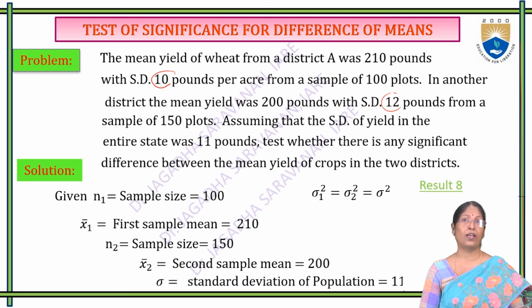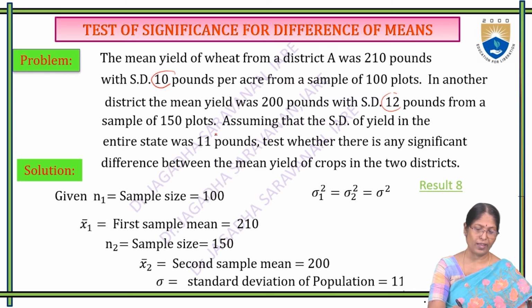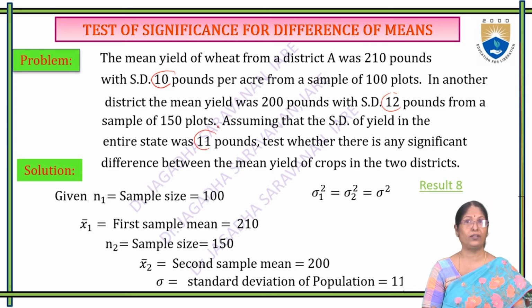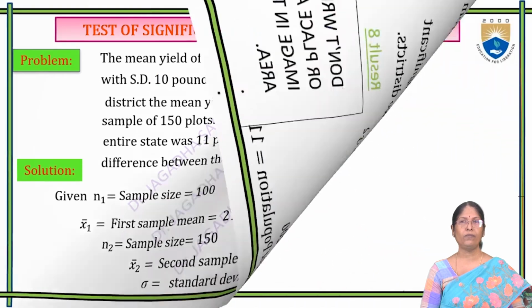Both the sample standard deviations are given, but the population standard deviation is dominating, and both samples are coming from the same population. Easy way: district A and district B both belong to one particular state. So sigma is 11.